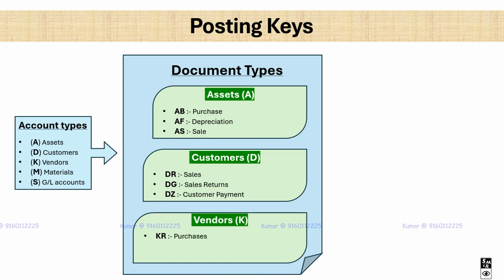And next, vendors. So for vendors also, when we purchase goods from vendors, document type KR is used. And when we do purchase returns, when we return back the goods, document type KG is used. And when we do the payment to the vendor, document type KZ is used.